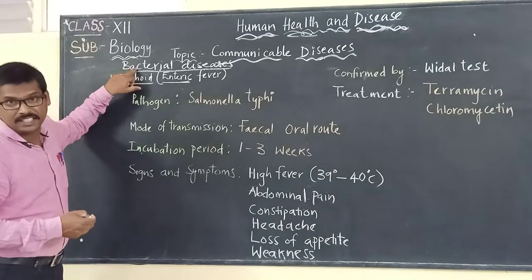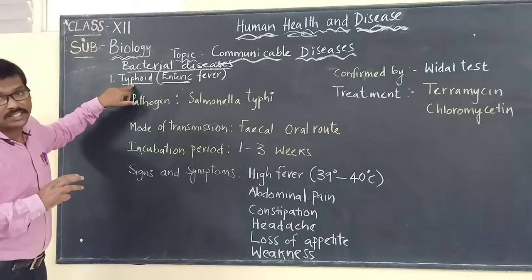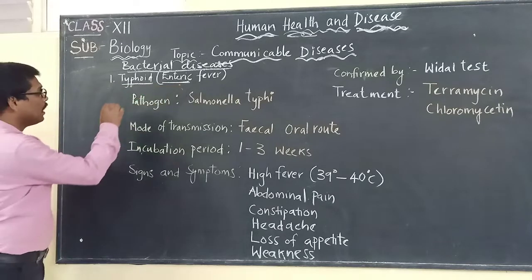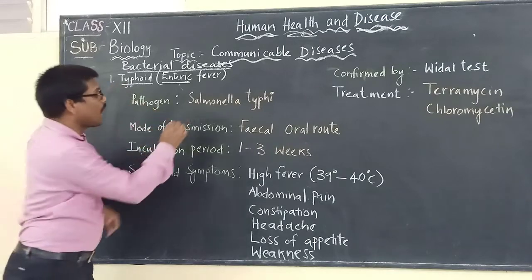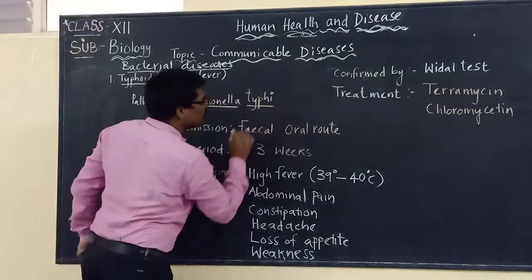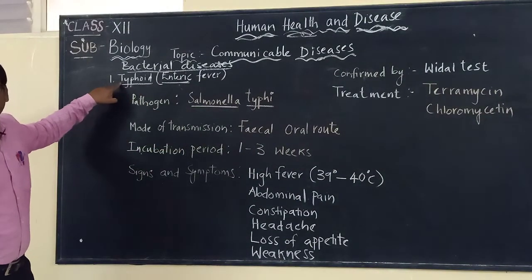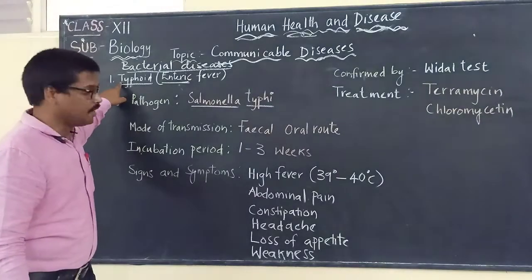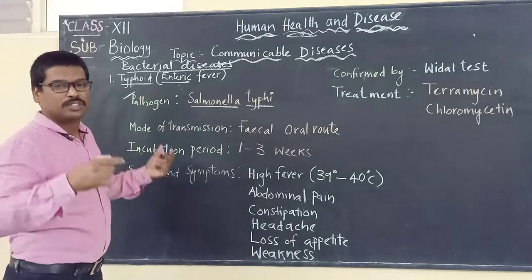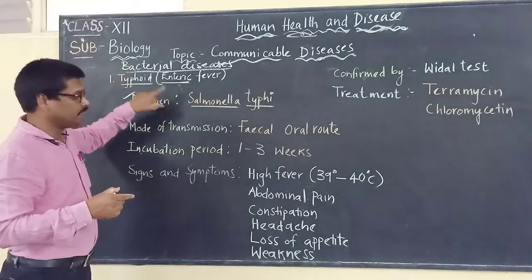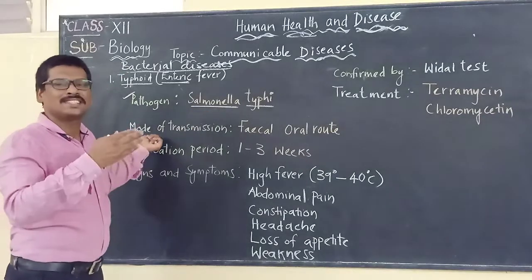Typhoid is a bacterial disease, called enteric fever. The pathogen which causes this disease is Salmonella typhi. Salmonella typhi is the name of the bacteria which causes typhoid. We know the word pathogen: it means disease causing microbe. So the disease causing microbe for typhoid is Salmonella typhi. And the mode of transmission, how is it transmitted?